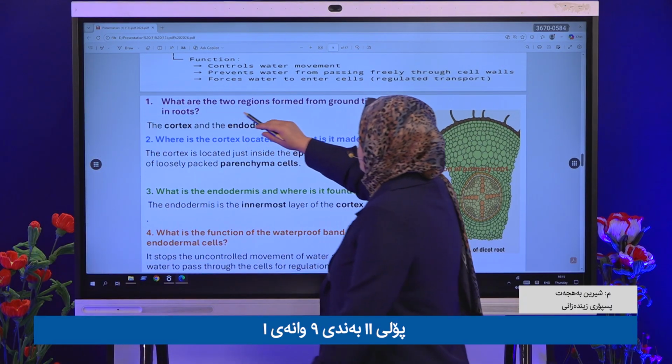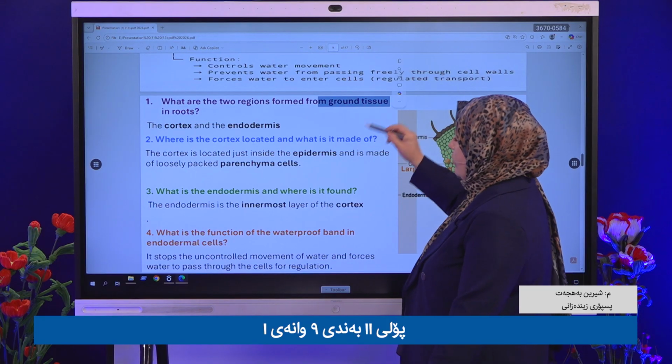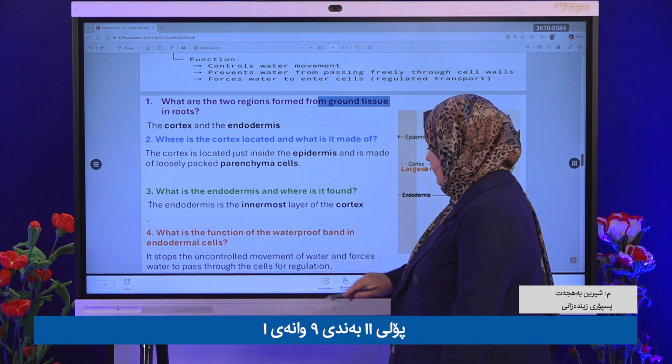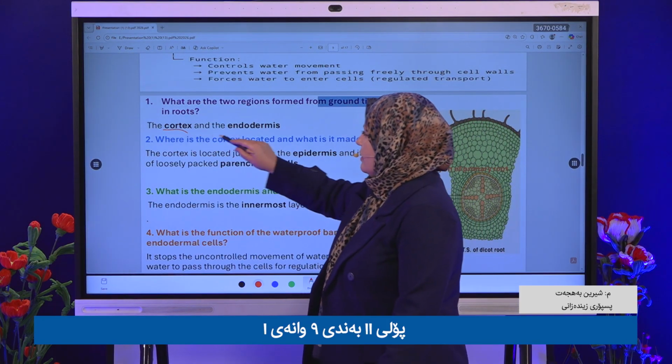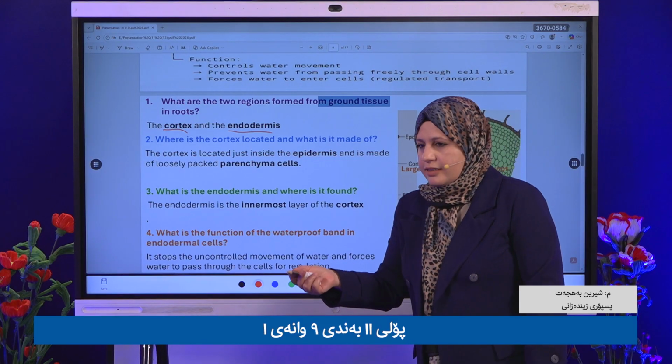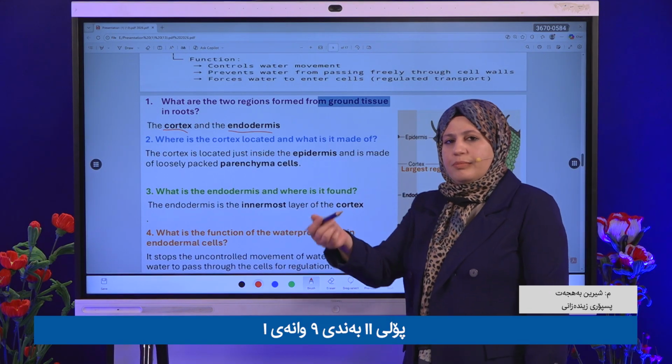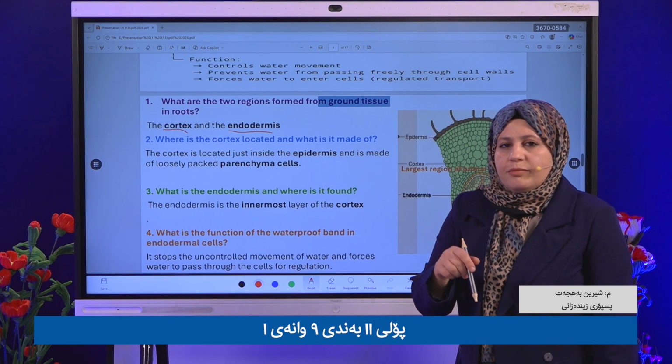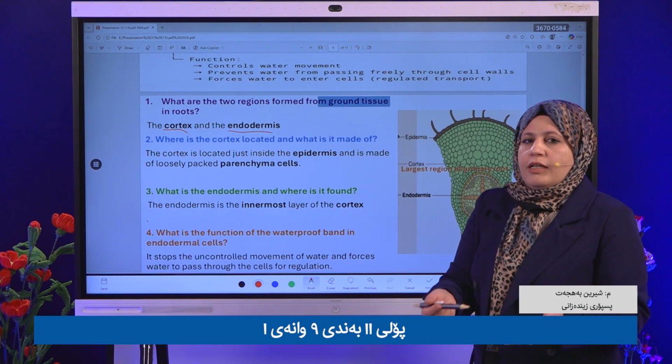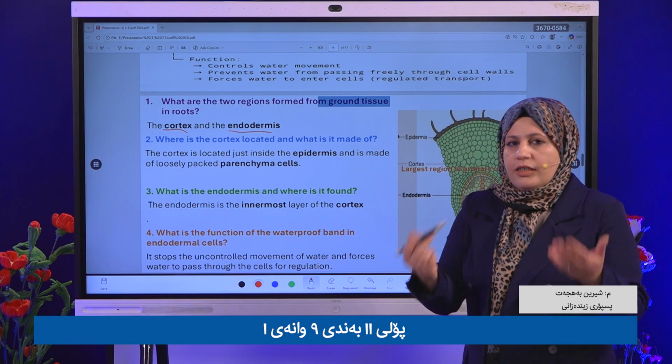What are the regions formed in root tissue? As I said, what are these? Cortex and endodermis. Where are they located? Inside the epidermis. Which one is inside the epidermis? Cortex. Inside the cortex, there is the endodermis.